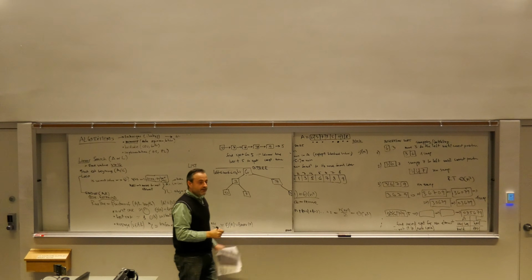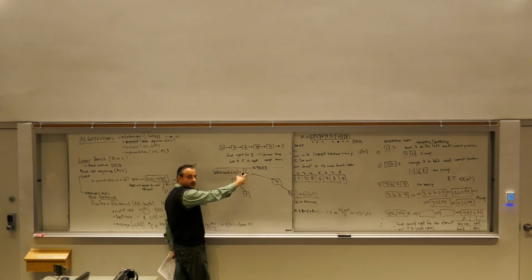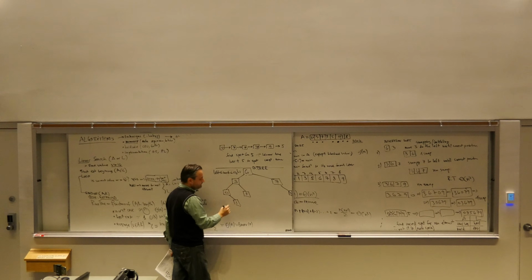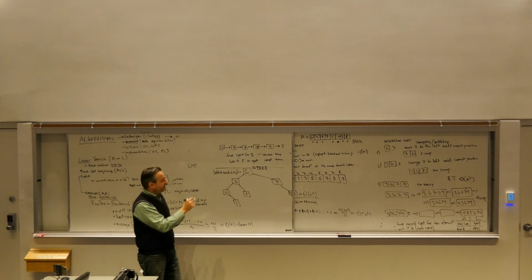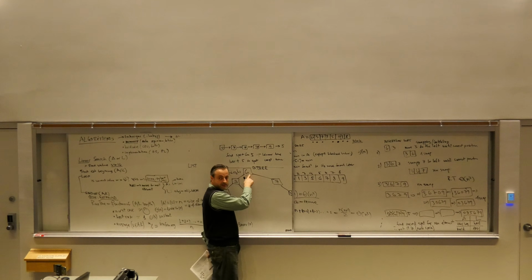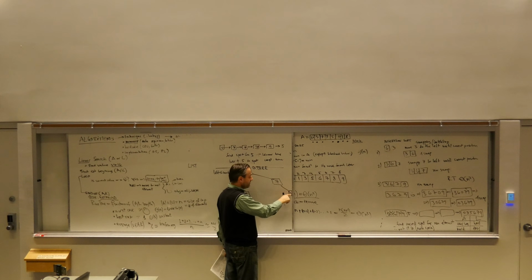How about that 1? Compared to 6? Smaller. Compared to 3? Smaller. Compared to 0? Here's the 1. How about the 8? Compared to 6? Bigger. Compared to 7? Bigger. Compared to 9?